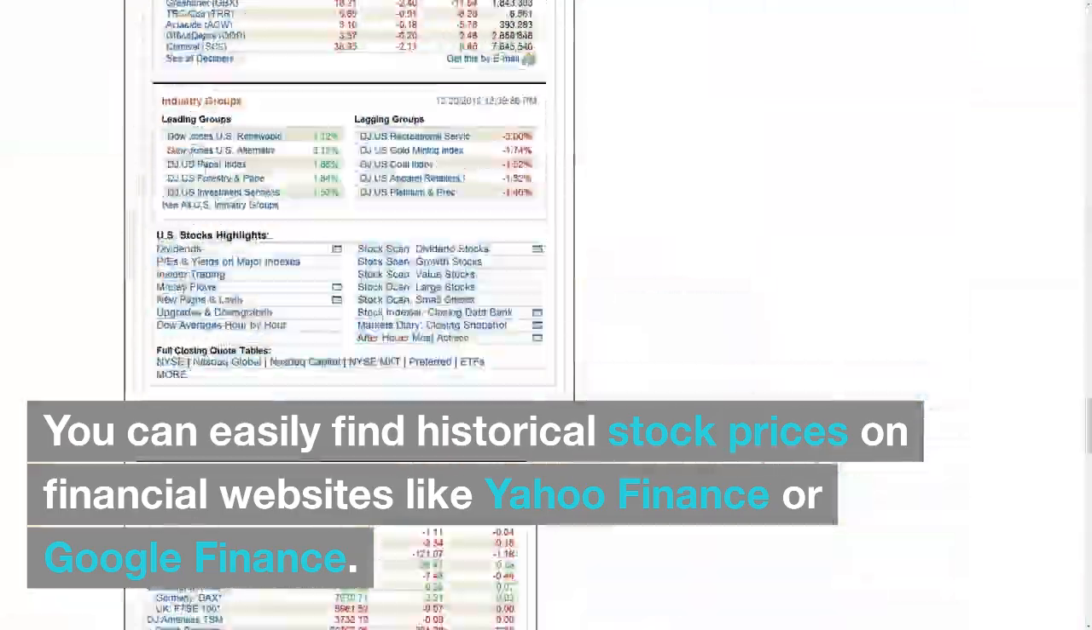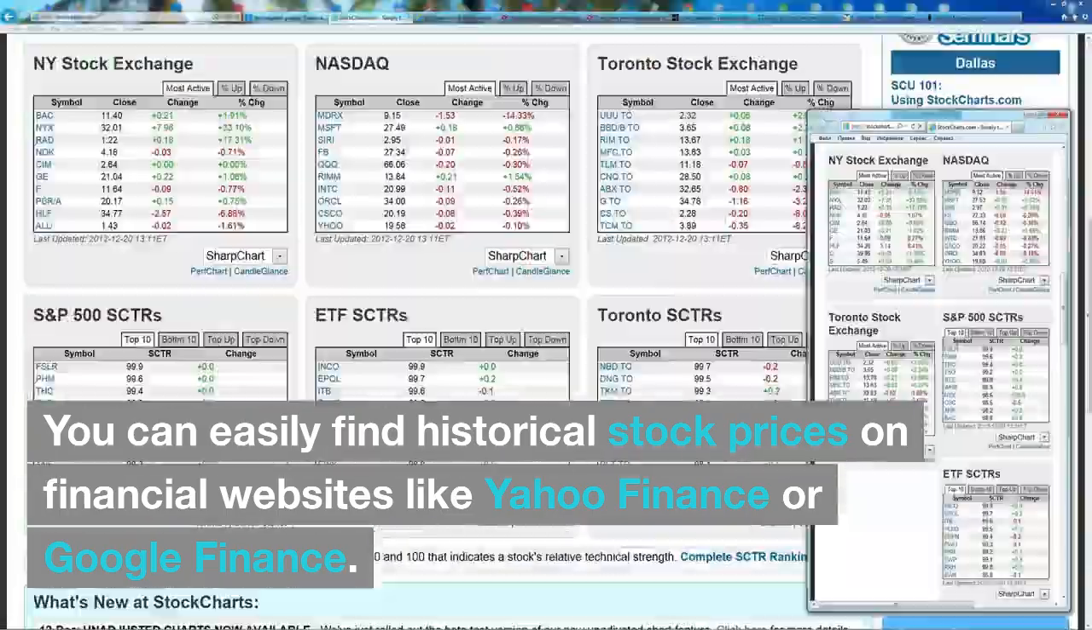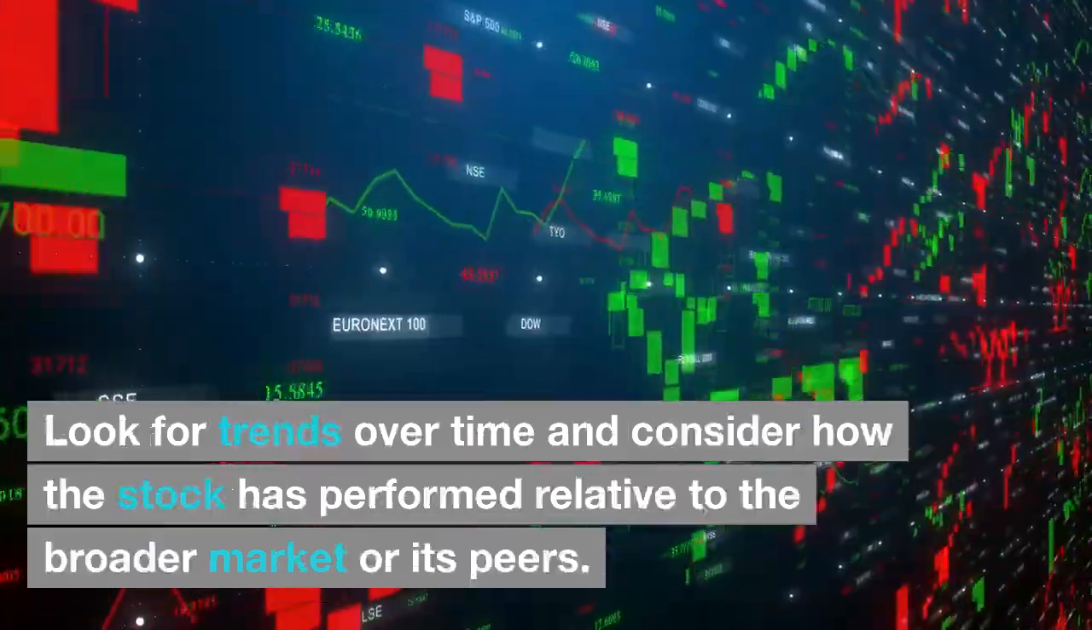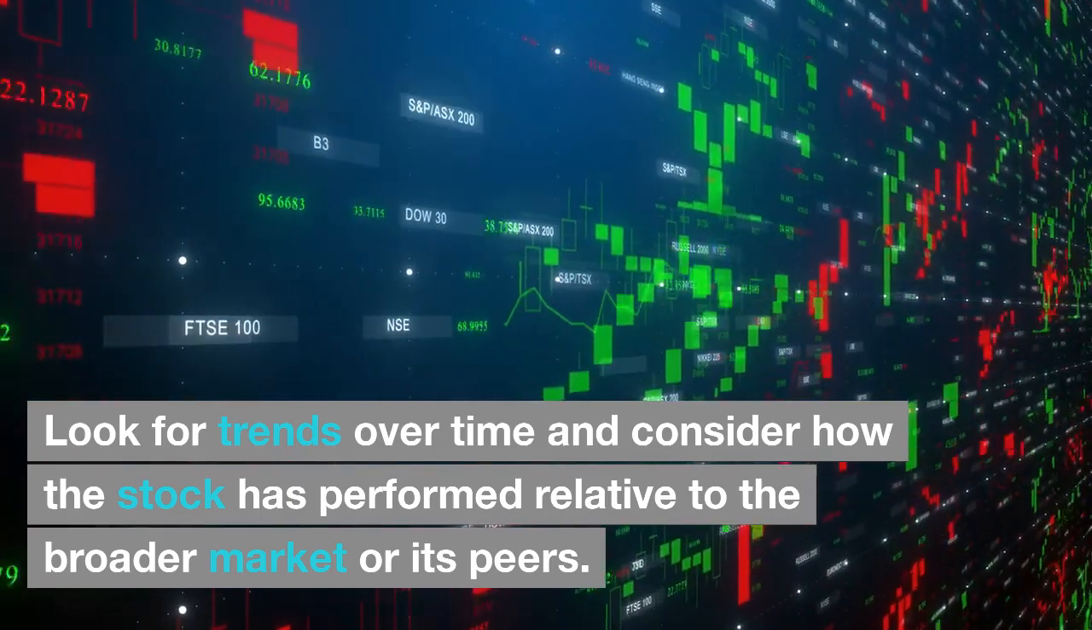You can easily find historical stock prices on financial websites like Yahoo Finance or Google Finance. Look for trends over time and consider how the stock has performed relative to the broader market or its peers.